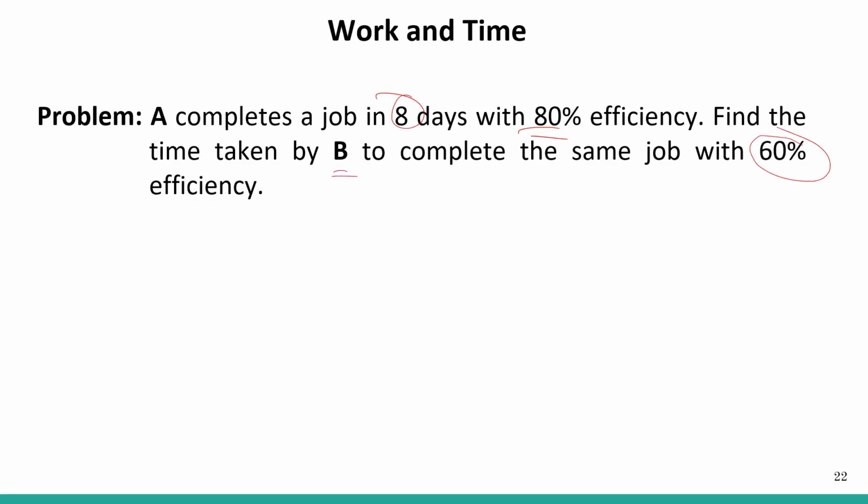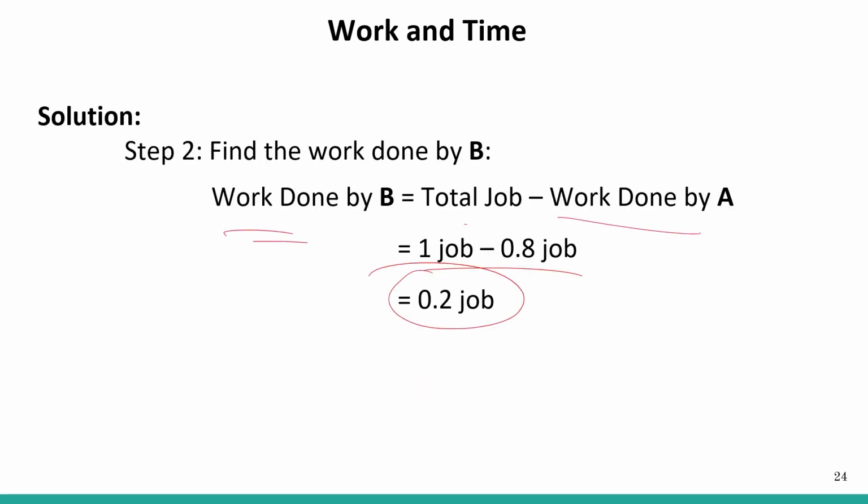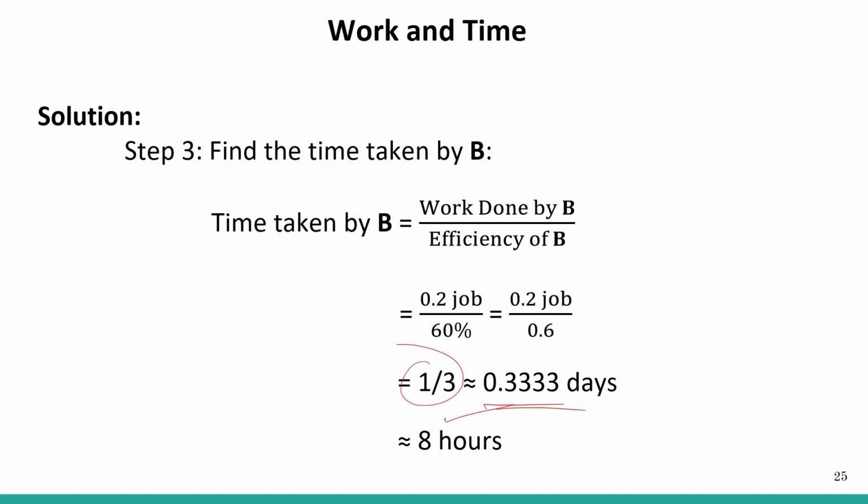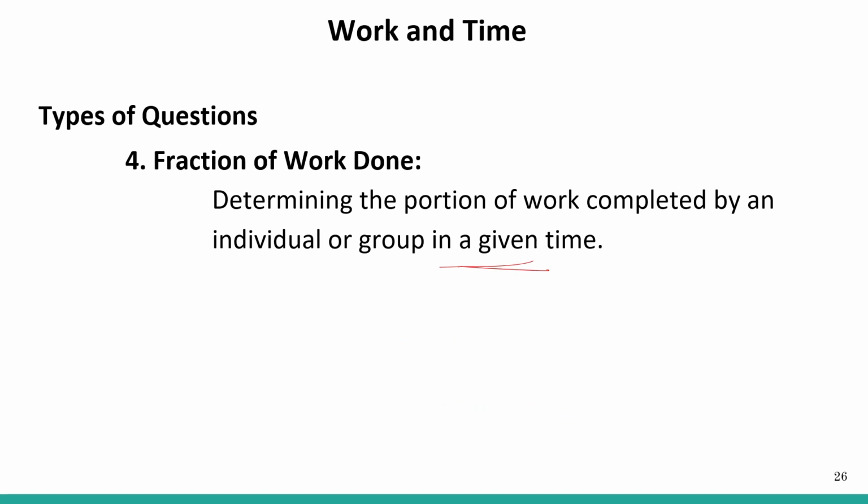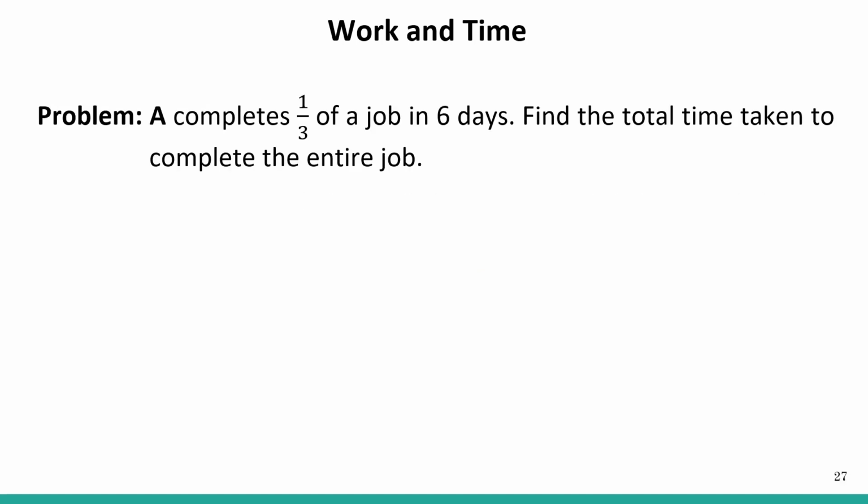So completeness: A completes a job in 8 days. Okay, we solve it. It is 0.2 job. So find the time taken by B, which is equal to 8 hours. So fraction of work done: determine the portion of work completed by an individual or group in a given time.